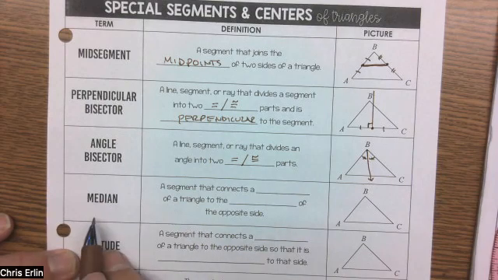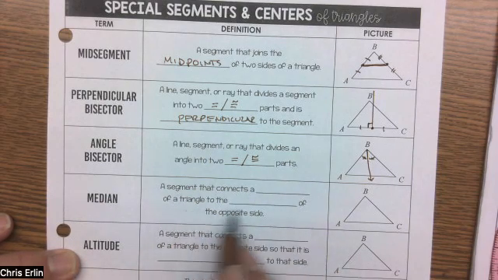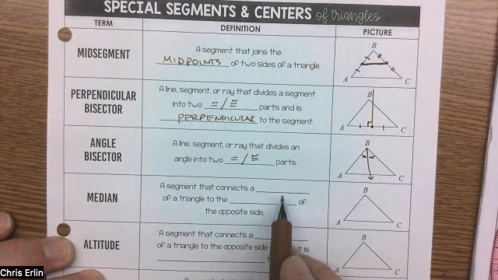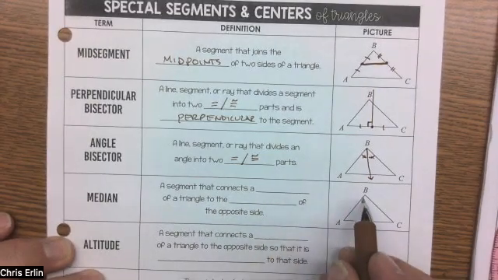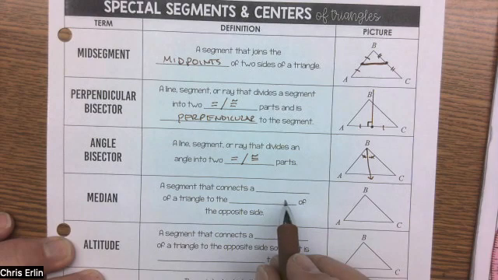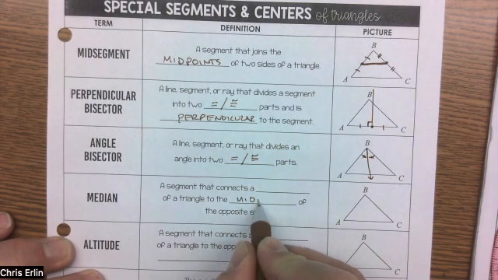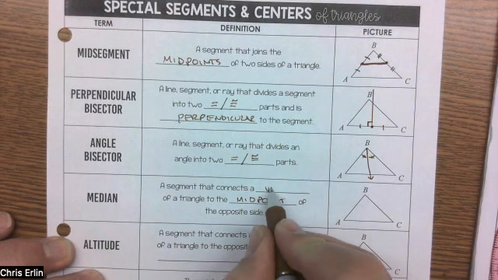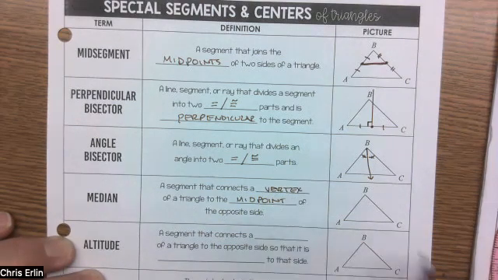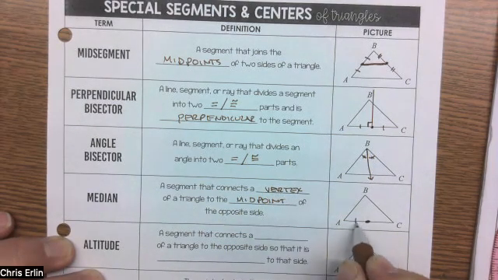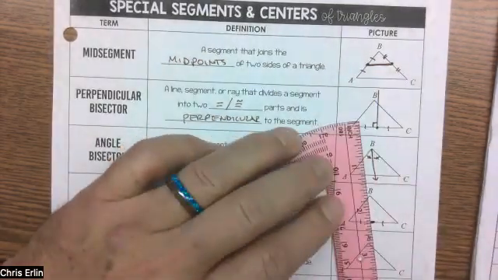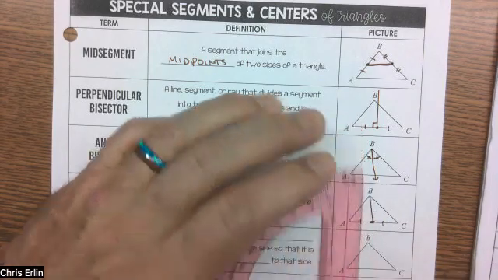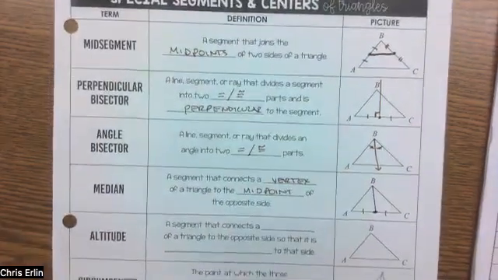A median, we talked about this one as well. It's a segment that connects a blank of a triangle to the blank of the opposite side. Remember a median? Good, to the midpoint of the opposite side, and we're coming from the what? What do you call the top point of a triangle? Nice, vertex. So I'd find wherever the midpoint is of this side, and then I'd take my straight edge and connect B to that point. That's a median.